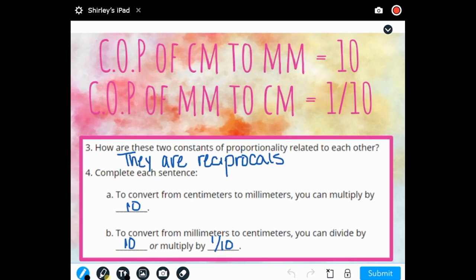Convert centimeters to millimeters. What can we multiply by? And if I'm going millimeters to centimeters, we can divide or multiply by what? So what do you notice about those two constants of proportionality? And then fill in those blanks.